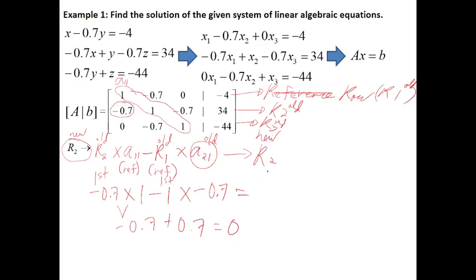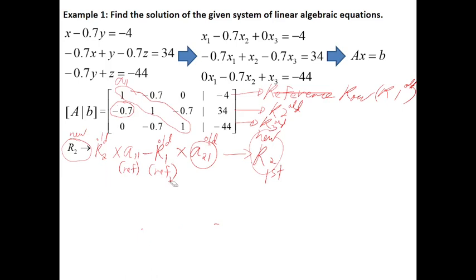So that means the new value of the first element in the second row will now be 0. This is the process. So I'll give you one more example. We consider the second element for each row.